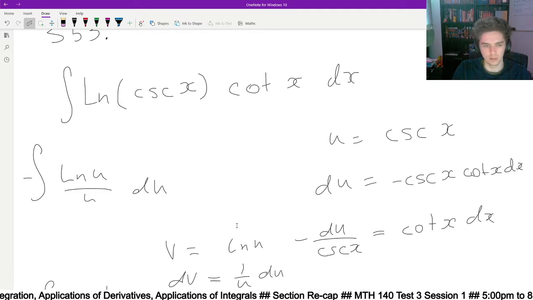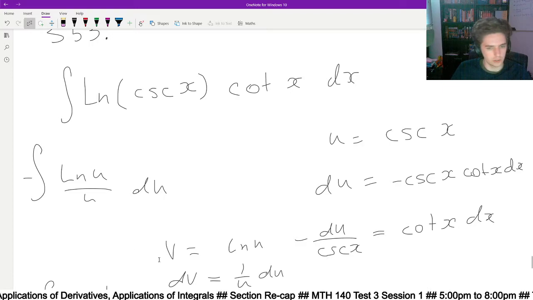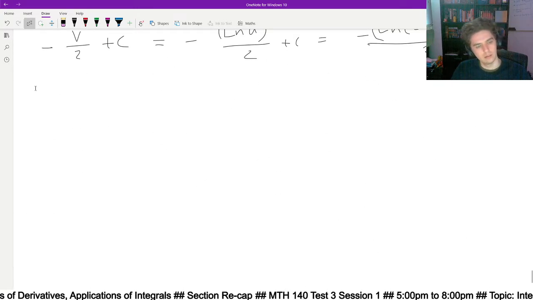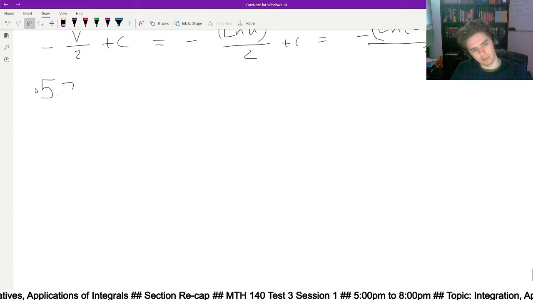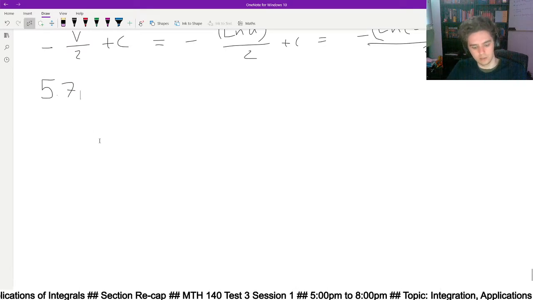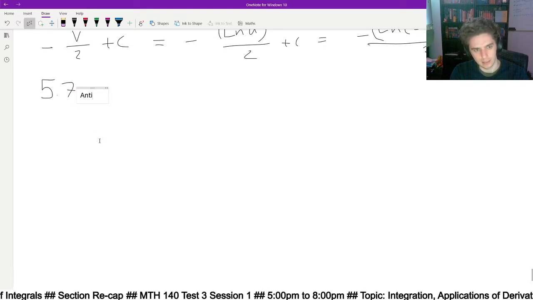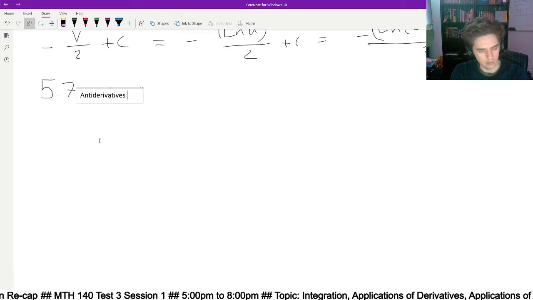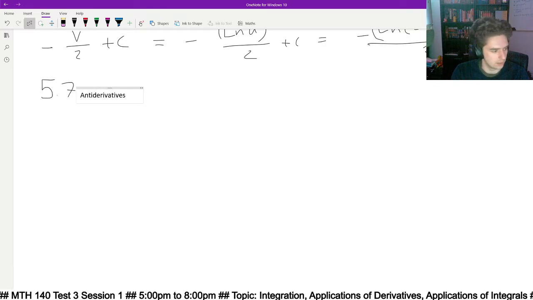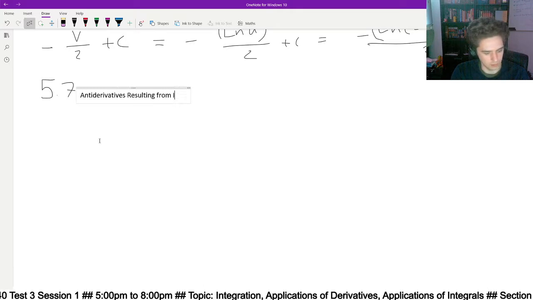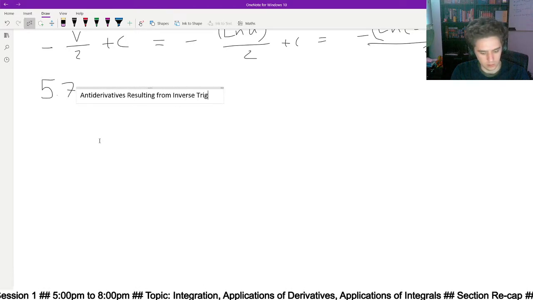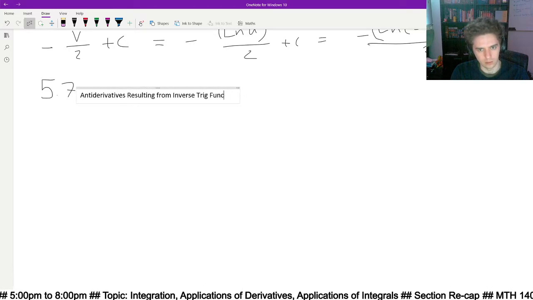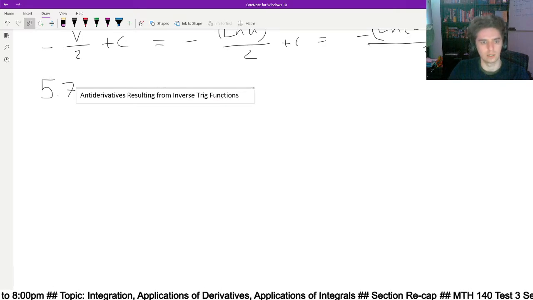Okay, nothing else from 5.5, 5.6? If not, I'll just move on to 5.7. So 5.7 is integrals, or antiderivatives, well, I'll just do the actual title, resulting from inverse trig functions.